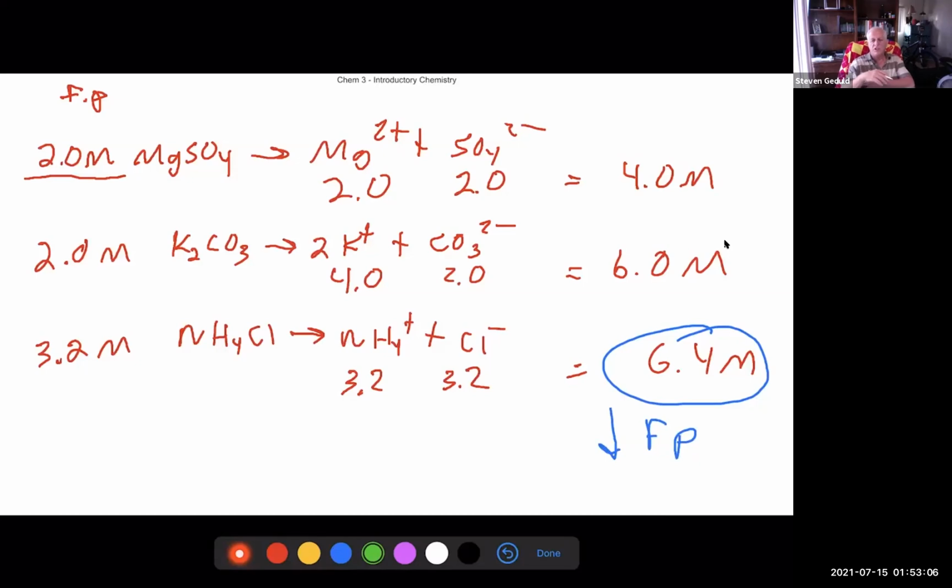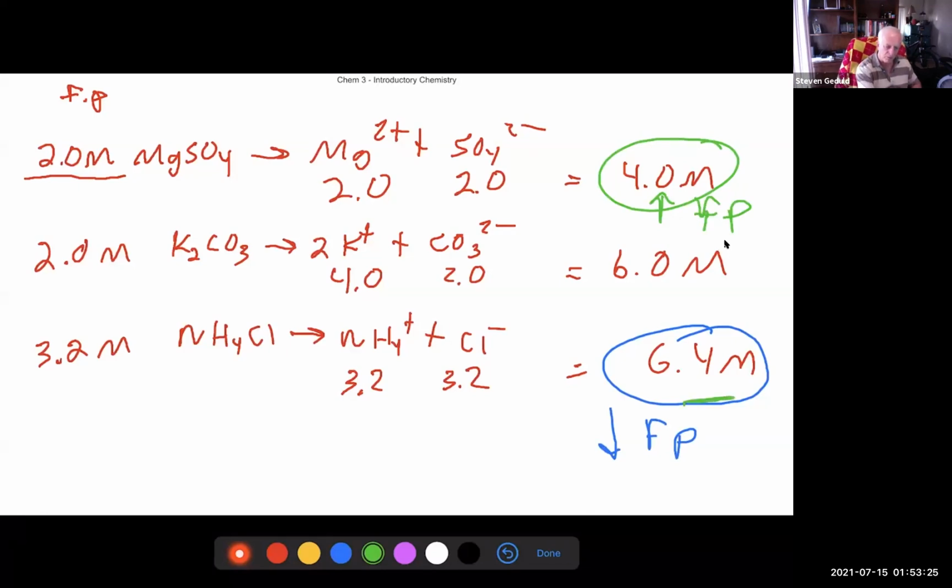The highest freezing point is going to be the one least affected. Which would be the top one, right? Magnesium sulfate. This would have the highest freezing point. And for boiling point, it'd be the exact opposite. The highest boiling point would be here. The lowest boiling point would be here. These are the opposite ends of the spectrum.